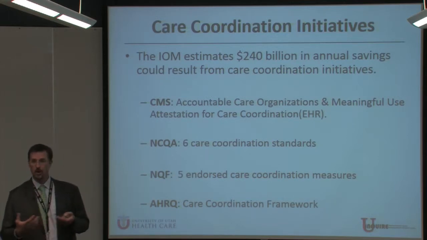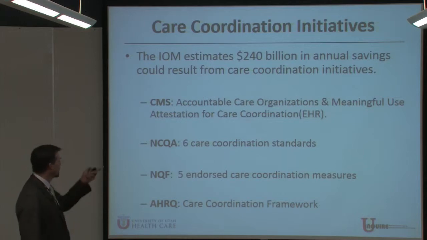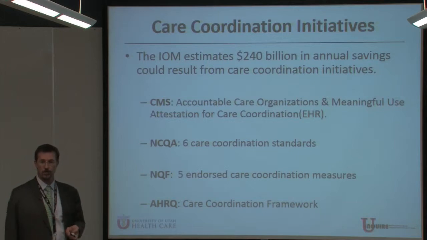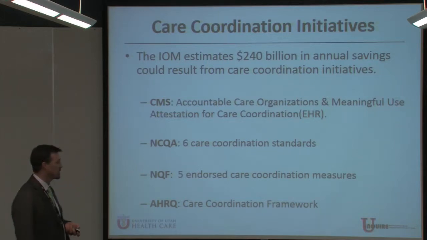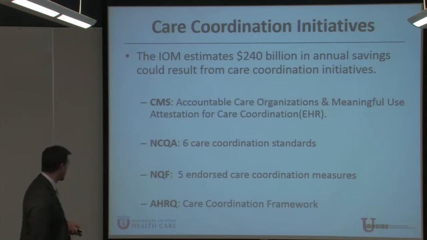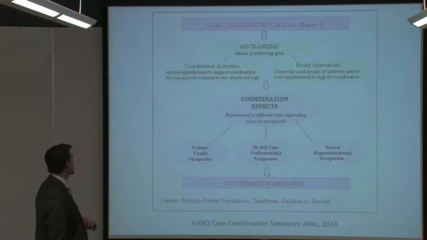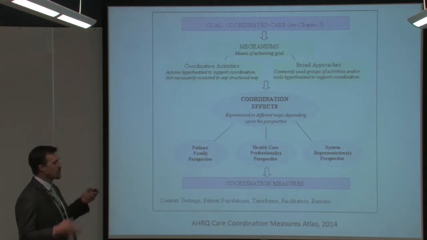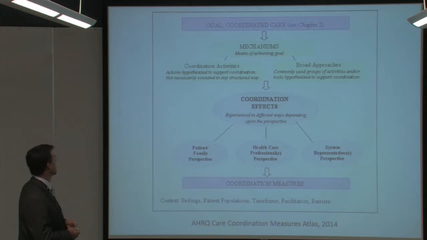So CMS, to this aim, is looking at different care models for making care coordination more efficient. I think most of you have heard of accountable care organizations, or ACOs. These are all looking at bundled payments for patient care. But also, there are meaningful use standards for care coordination, and these are now being integrated within our electronic health records. So this is something that's directly related to HIT. The NCQA has come up with 6 care coordination standards.